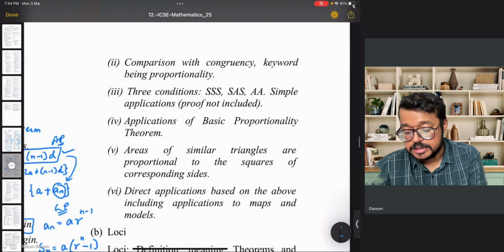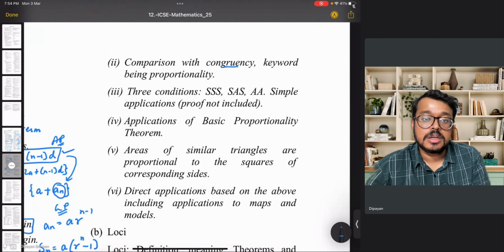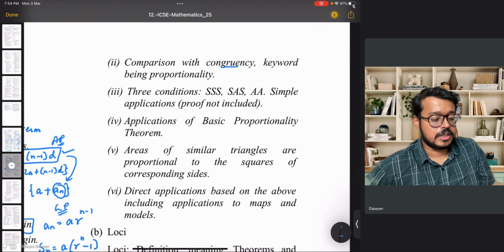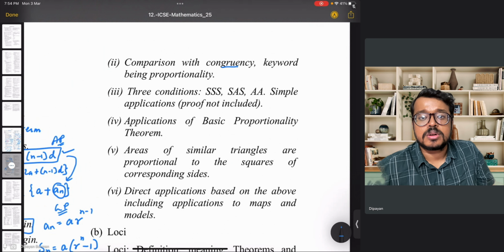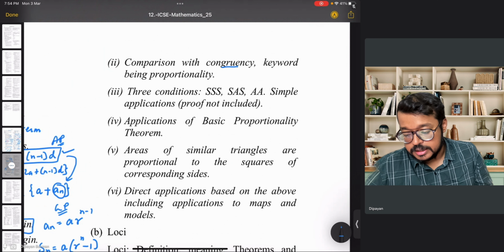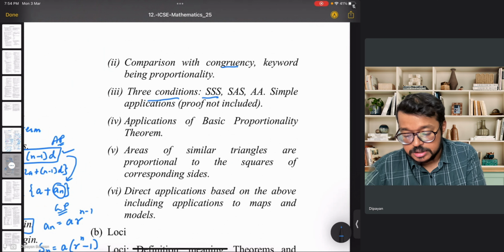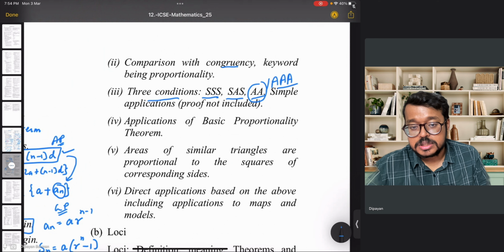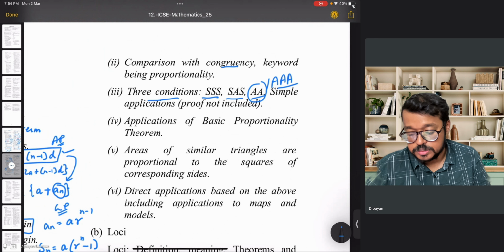Then there is a comparison with congruency, but congruency won't be required that much. Still, it's expected that you know what congruent triangles and similar triangles are. Then there are three conditions that I've mentioned: SSS, SAS, double A or triple A. Double A and triple A are the same thing, and you just need to write which condition you're using.